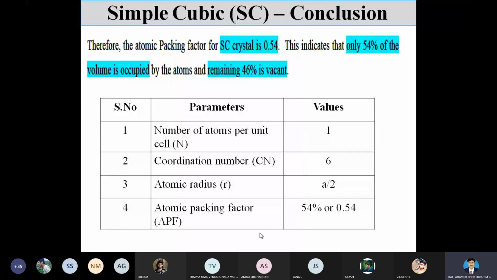Result: The number of atoms per unit cell, the value is 1. Coordination number, the value is 6. Atomic radius, the value is a/2. Atomic packing factor, the value is 0.54 or 54%. So this is the final conclusion for the simple cubic structure.